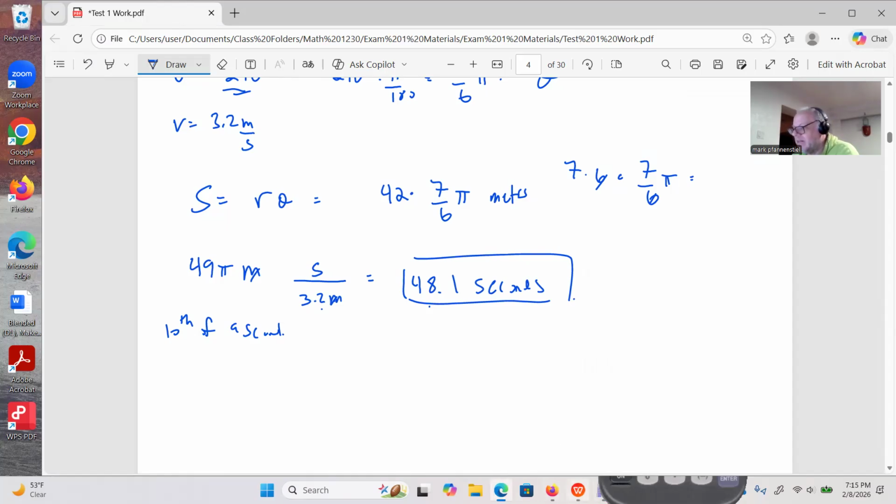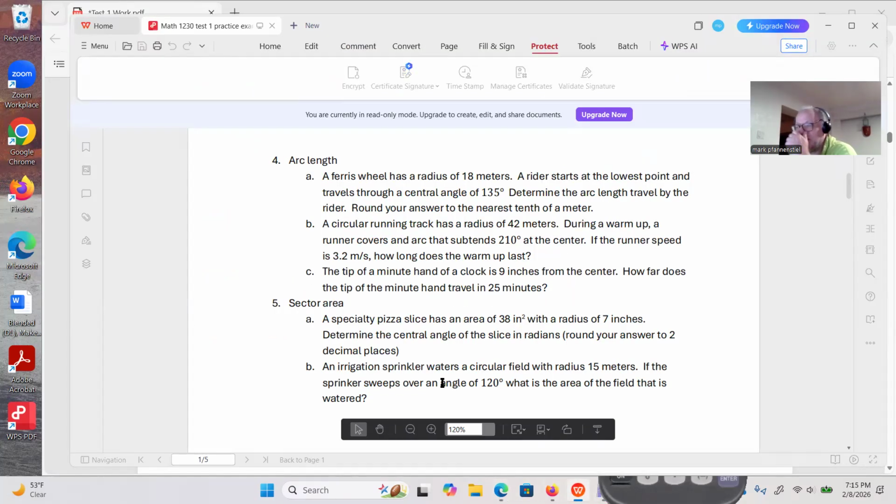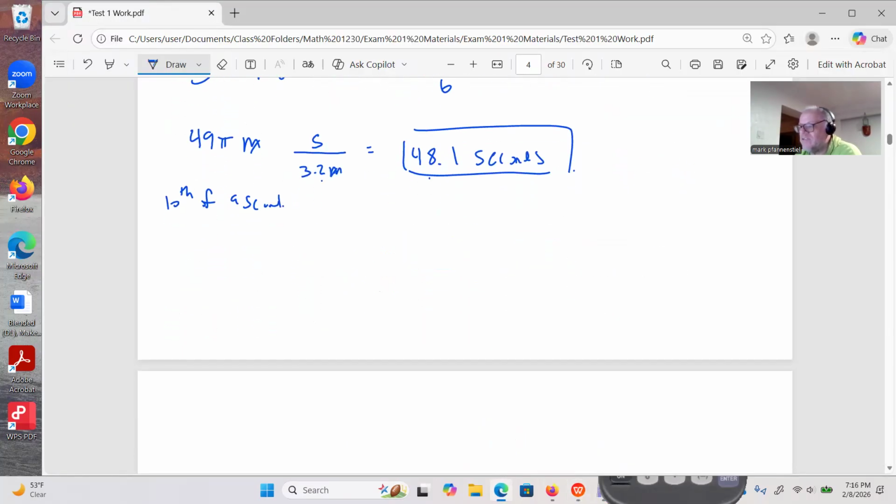All right, let's go ahead and look at the next one. So again, we have the tip of a minute hand is 9 inches from the center. How far does the tip of the minute hand travel in 25 minutes? All right, so we're going to say we have a radius of 9 inches.